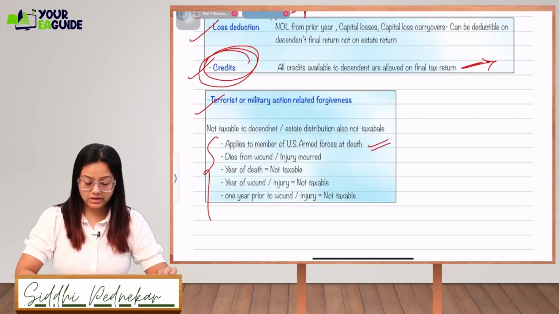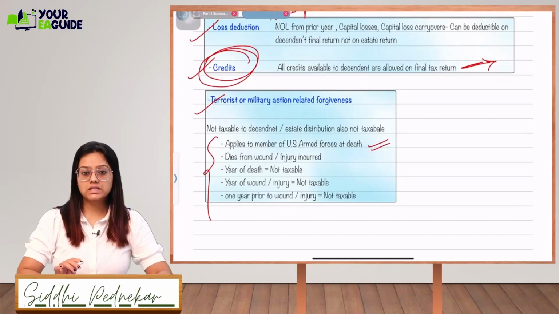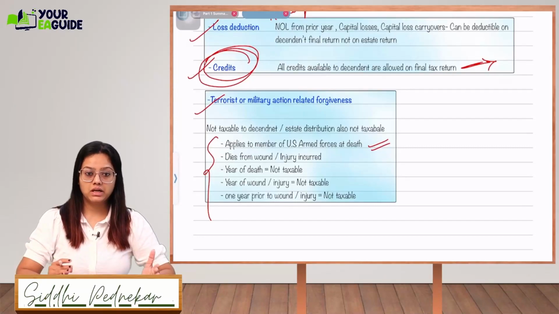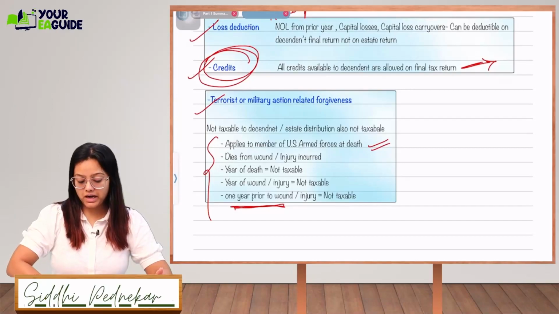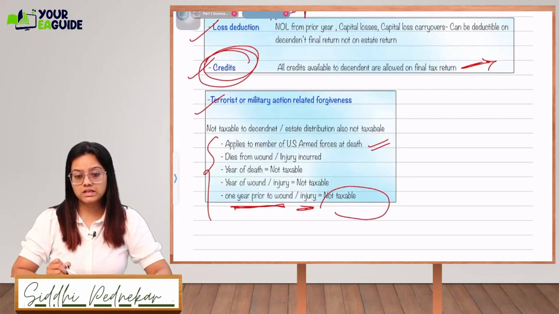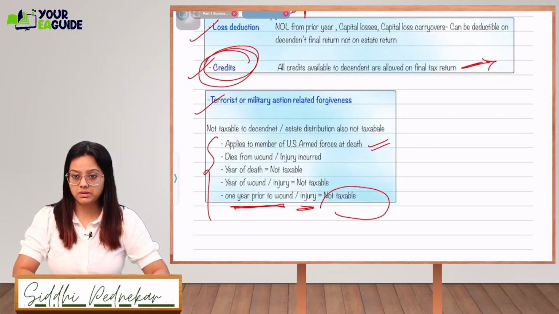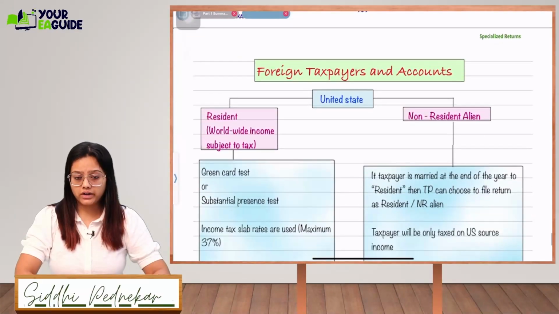But this applies to a member of the US armed forces who dies from a wound or injury incurred. Year of death, it will not be taxable. Year of wound or injury, it will not be taxable. 1 year prior to the wound or injury also, if you receive such kind of payment, it will not be taxable. Okay, got it guys?